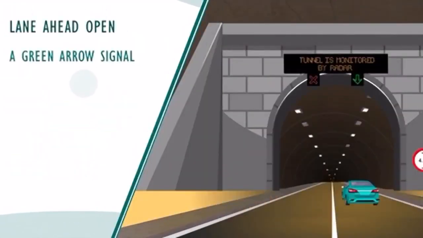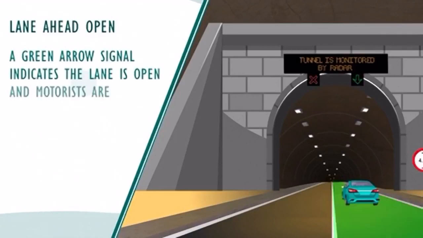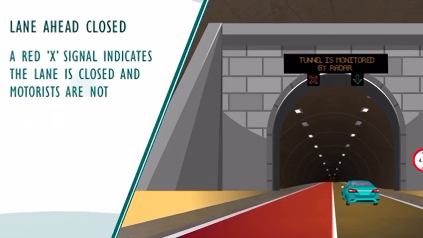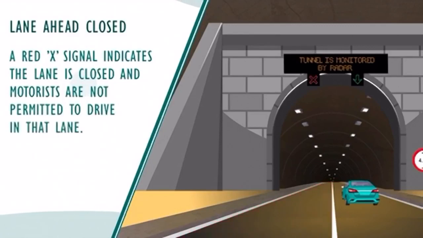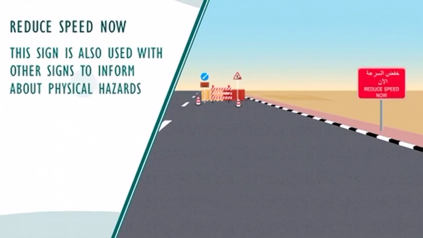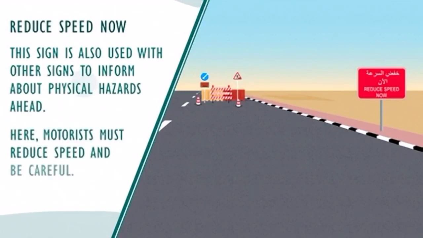A green arrow signal indicates the lane is open and motorists are permitted to drive in that lane. A red X signal indicates the lane is closed and motorists are not permitted to drive in that lane. This sign is also used with other signs to inform about physical hazards ahead. Here, motorists must reduce speed and be careful.